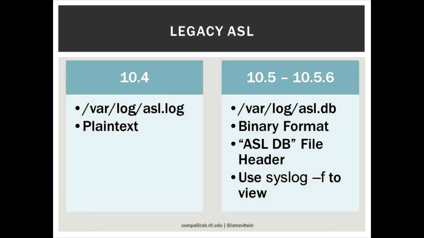Prior to 10.5.6, which is when they switched over to that format, they used a couple of other formats. ASL was introduced in 10.4, but it was in an asl.log file, which was a plain text file, easy to read, and you didn't have to do any sort of conversion to read it. For a brief period, 10.5 to 10.5.6, they used the asl.db file, which was a binary format, very similar to the format used now. However, it was just one file. And this uses the ASLDB file header. It's easy enough to read using the syslog -f command, where -f is the option to point it to a file.